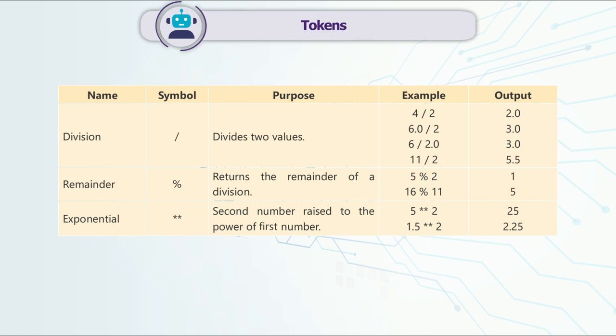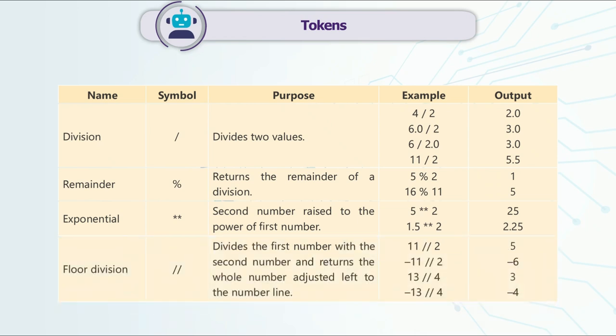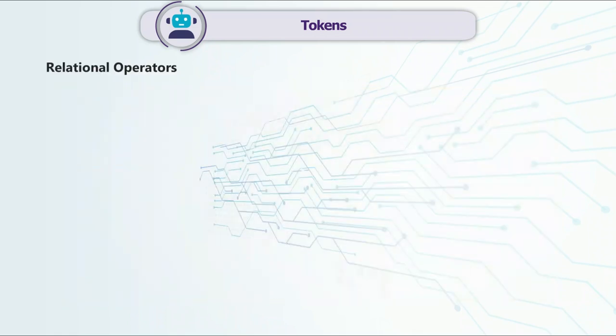Exponent: the first number raised to the power of the second number. 5 ** 2 gives 25. 1.5 ** 2 gives 2.25. Floor division: divides the first number by the second number and returns the whole number adjusted to the left on the number line. 11 // 2 gives 5. -11 // 2 gives -6. 13 // 4 gives 3. -13 // 4 gives -4.